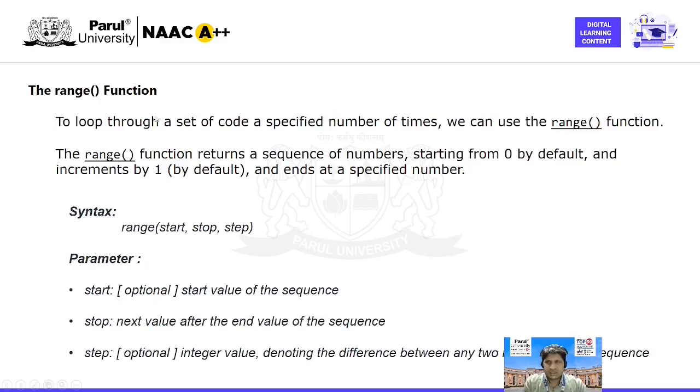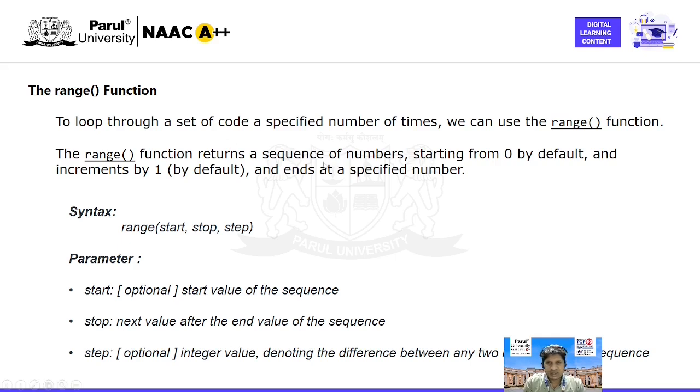The range function. This is a very important function. It is only used with the for loop. To loop through a set of code a specified number of times, we can use the range function. It means if we want to perform a loop for a set of code a specific number of times, for example, print something 20 times or 10 times, then the range function is very common, very popular, and very suitable for this.